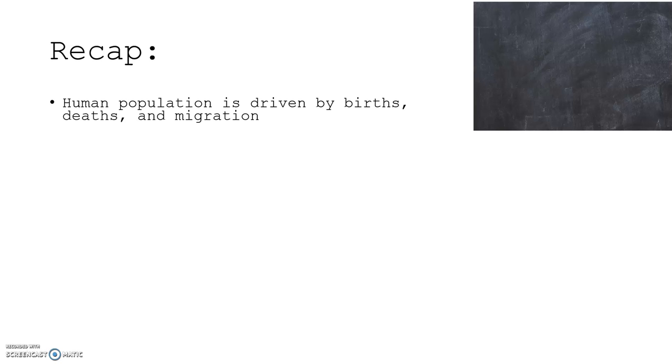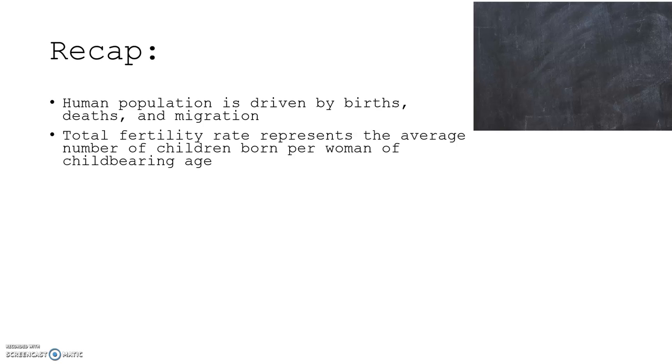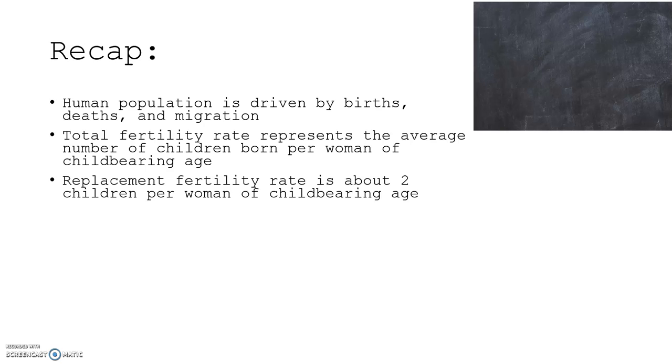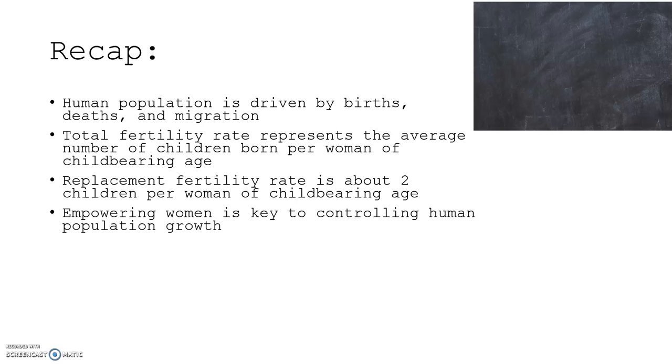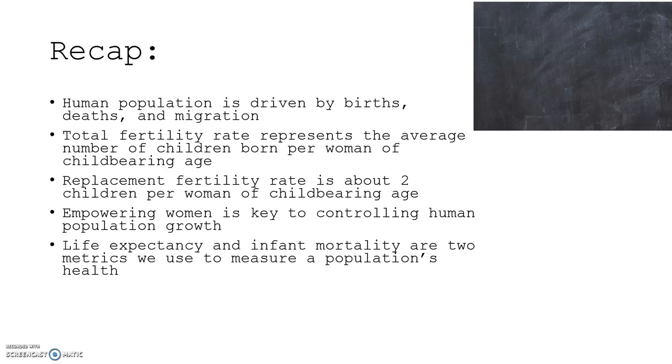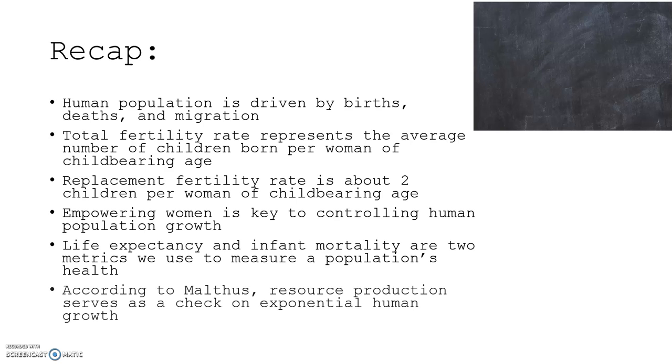So, to recap, human population is driven by births, deaths, and migration. Total fertility rate represents the average number of children born per woman of childbearing age. Replacement fertility rate is about 2 children per woman, and we use the statistic 2.1. Empowering women is the key to controlling human population growth. Life expectancy and infant mortality are two metrics we use to measure a population's health. According to Malthus, resource production serves as a check on exponential human growth.